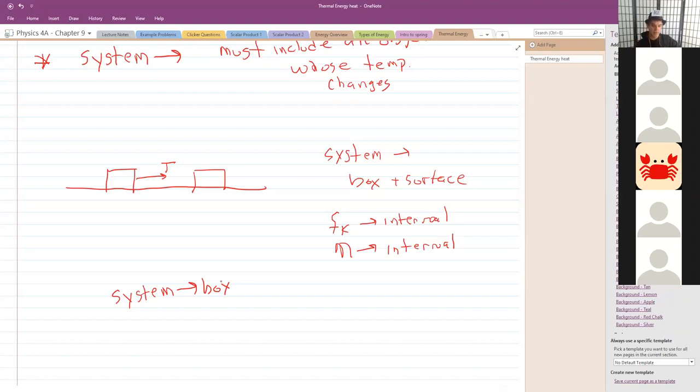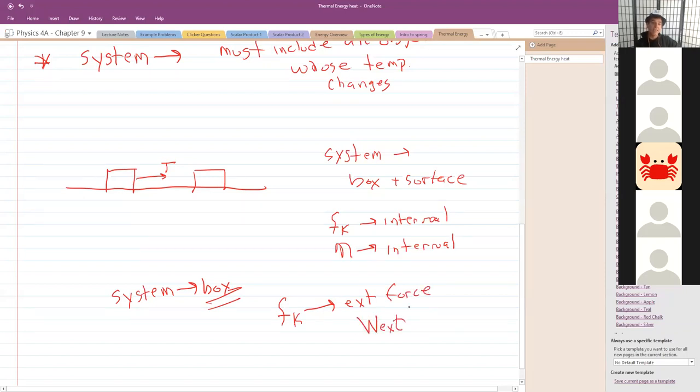So if I only define my system as the box, now kinetic friction is an external force, which is doing work. In this case, tension is doing positive work. Kinetic friction would be doing negative work, which would be offsetting the positive work done by tension, resulting in the kinetic energy not changing. But if I include the surface in my system, then kinetic friction is an internal force, which is causing heat to be generated.